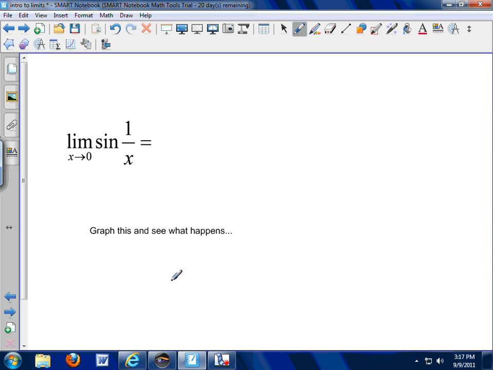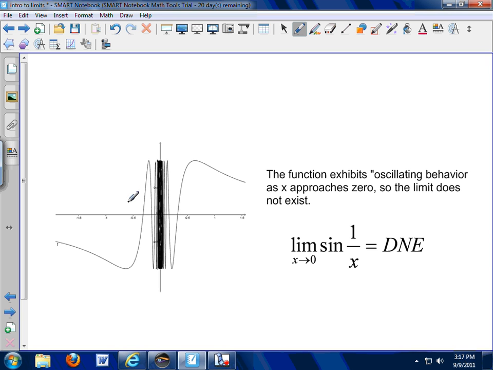If you've got your graphing calculator, take a second and graph this and see what happens. Make sure you're in radian mode. Your window wants to be pretty small, like between 0 and 1, and go. If you don't have it, here it is. It goes like this, and as we get closer to 0, this thing goes haywire.